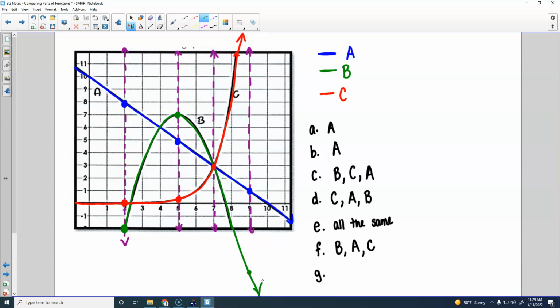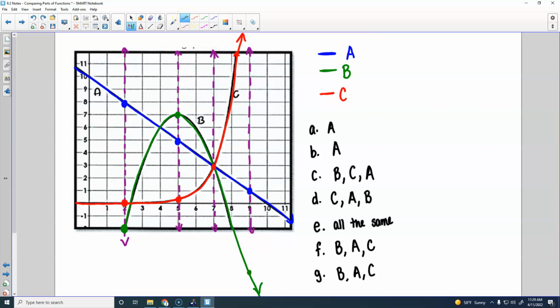It's going to be BAC again because even though we can't see what happens here, nothing's going to change from x equals 9 to x equals 15, right? That green graph is going to keep going down, down, down forever. It's going to be on the bottom. A is going to continue to decrease, but not as quickly as the green graph, so it's going to be in the middle. C continues to increase, so it's going to be on the top. Okay? All right, don't pack up. We got 6 minutes. Don't pack up.